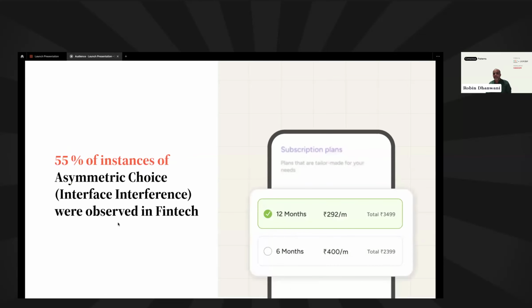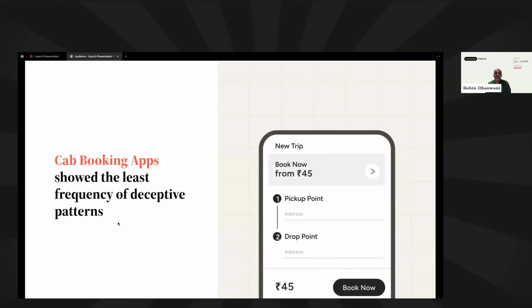We found 55% of instances of asymmetric choice observed in fintech. It's also called interface interference, again explained in detail in the resource. Interestingly, cab booking apps showed the least frequency of deceptive patterns in our study.